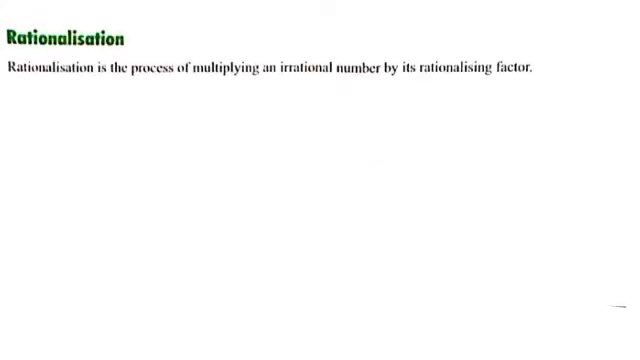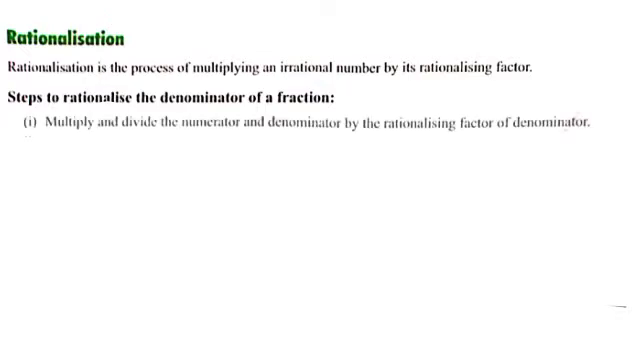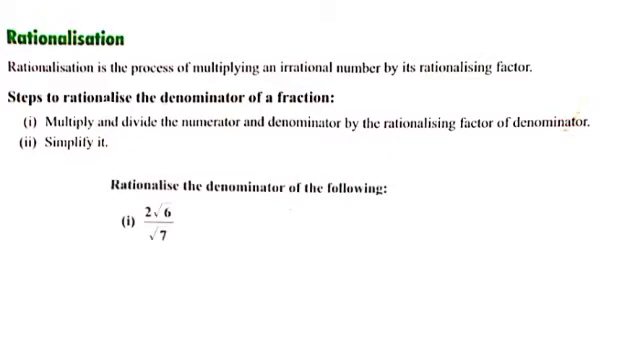Rationalization. Rationalization is the process of multiplying an irrational number by its rationalizing factor. Steps to rationalize the denominator of a fraction: multiply and divide the numerator and denominator by the rationalizing factor of the denominator and simplify it. Rationalize the denominator of the following.